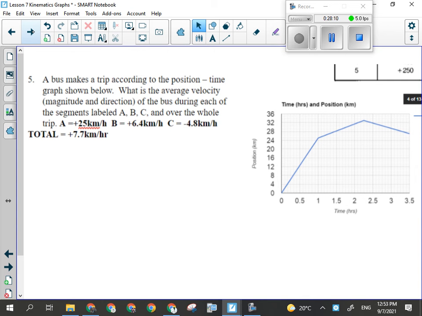I want you guys to try this question right here. Okay? It's a graphing question, position versus time graph. We've got time in hours and position in kilometers. So we've got a bus making a trip that's shown on that graph. I want you to calculate the average velocity of the bus during A, B, and C, as well as over the entire trip. I'm going to make that graph a little bigger so you can see it better.